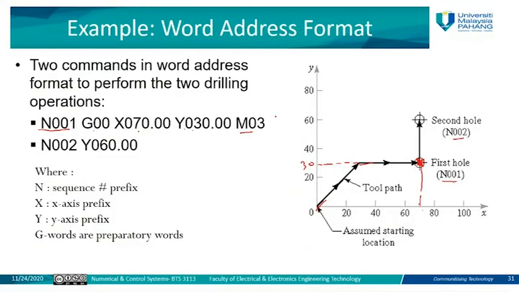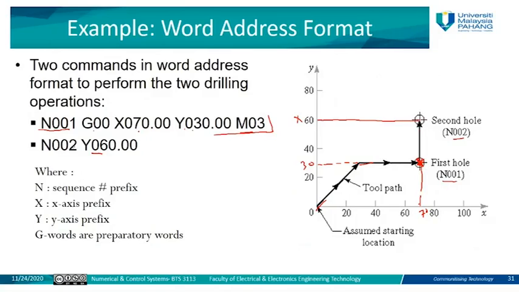After I finish this block, it will go to the next line of the code, or the next block, and in the next block it will move to the second point. Where are the second coordinates here? It will move to 60. This one is 60 on the y-axis. But how about the x-axis? No need to move on the x-axis because it is on the same point, which is 70 here from the beginning. So there is no movement on the x-axis.